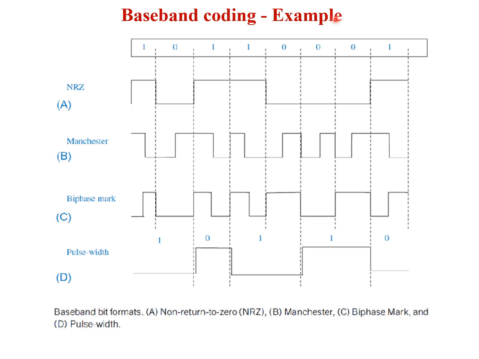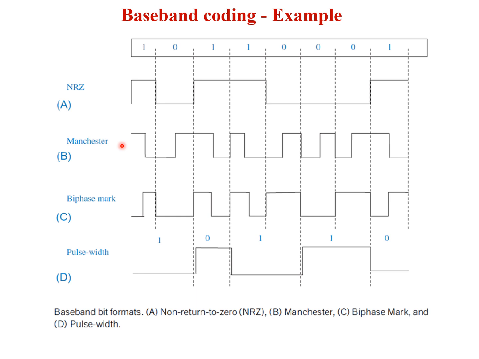Baseband coding, this is one example. We are taking the same example to represent the data using various baseband coding techniques: NRZ, Manchester, biphase mark and pulse width modulation. The input data is 1 0 1 1 0 and 1. How are ones and zeros represented in NRZ baseband? 1 is represented by a positive pulse, 0 no pulse, again 1 positive pulse, 0 no pulse, no pulse, then positive pulse.